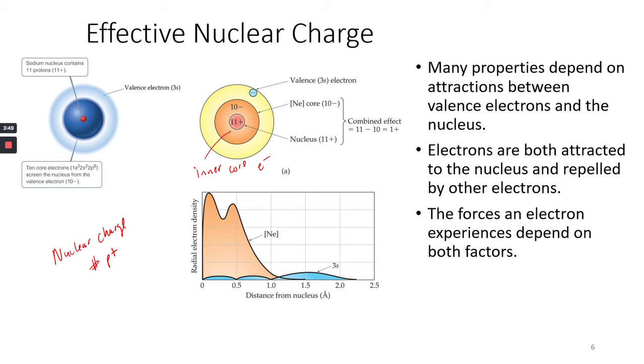Because there are a couple forces going on within your atom. There's the attraction between your valence electrons and the nucleus. So that's one force. And the second one is electrons repelling each other. And these two forces contradict each other or work against each other. So the force that your valence electron feels depends on both the repulsions and the attractions that are going on in the atom.